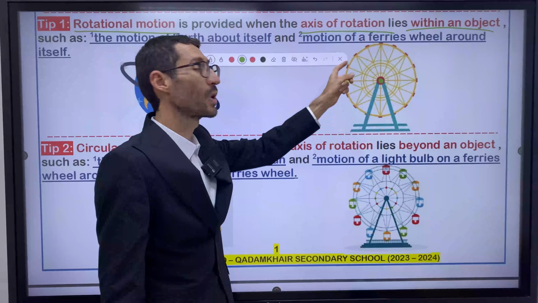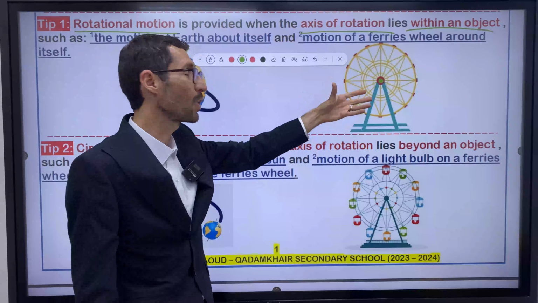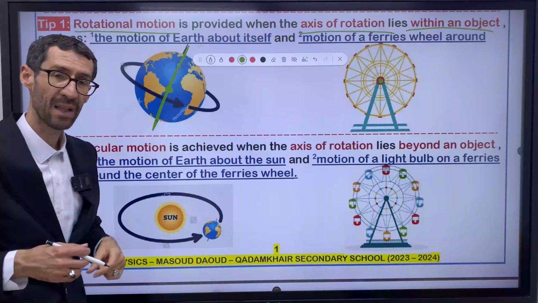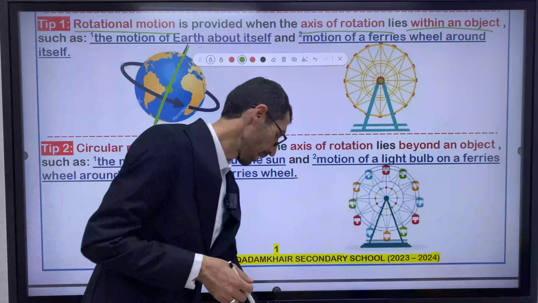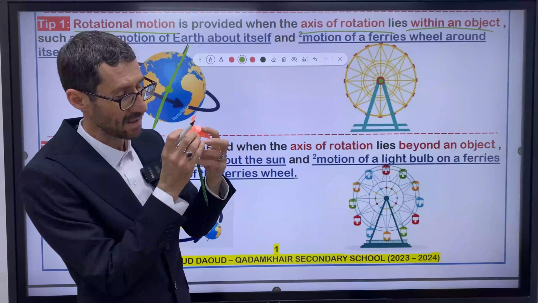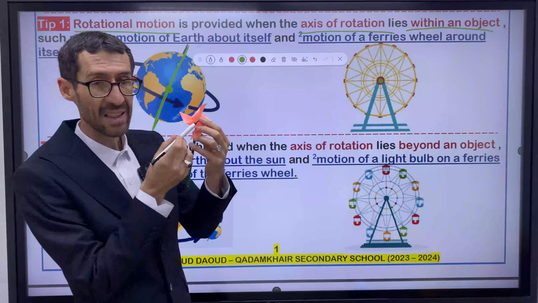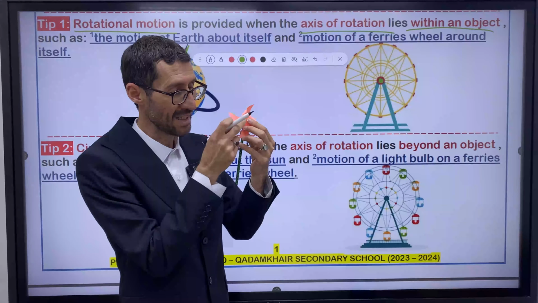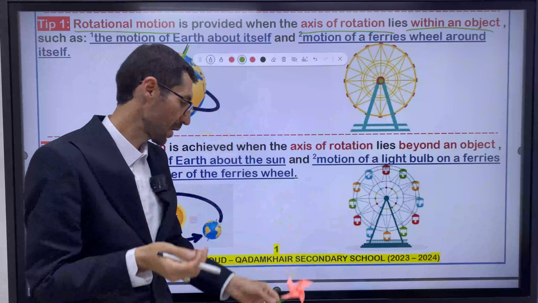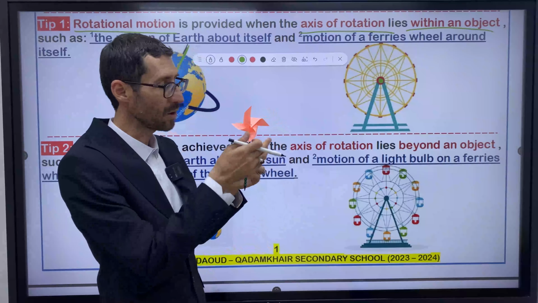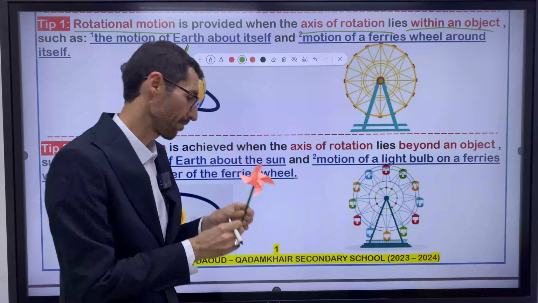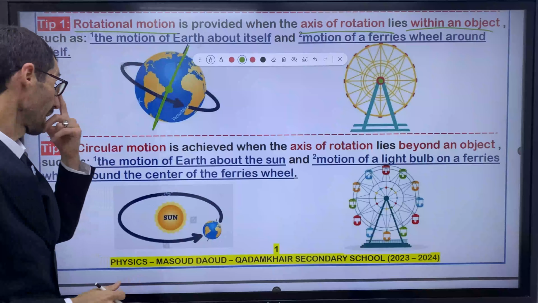Like rotating a Ferris wheel about itself, or rotating the Earth about its axis, or rotating the pinwheel about its axis, and the axis actually is located within the pinwheel. This is the axis of rotation, and it passes through the center. This is called the axis of rotation. And this motion is actually called rotational motion, right?